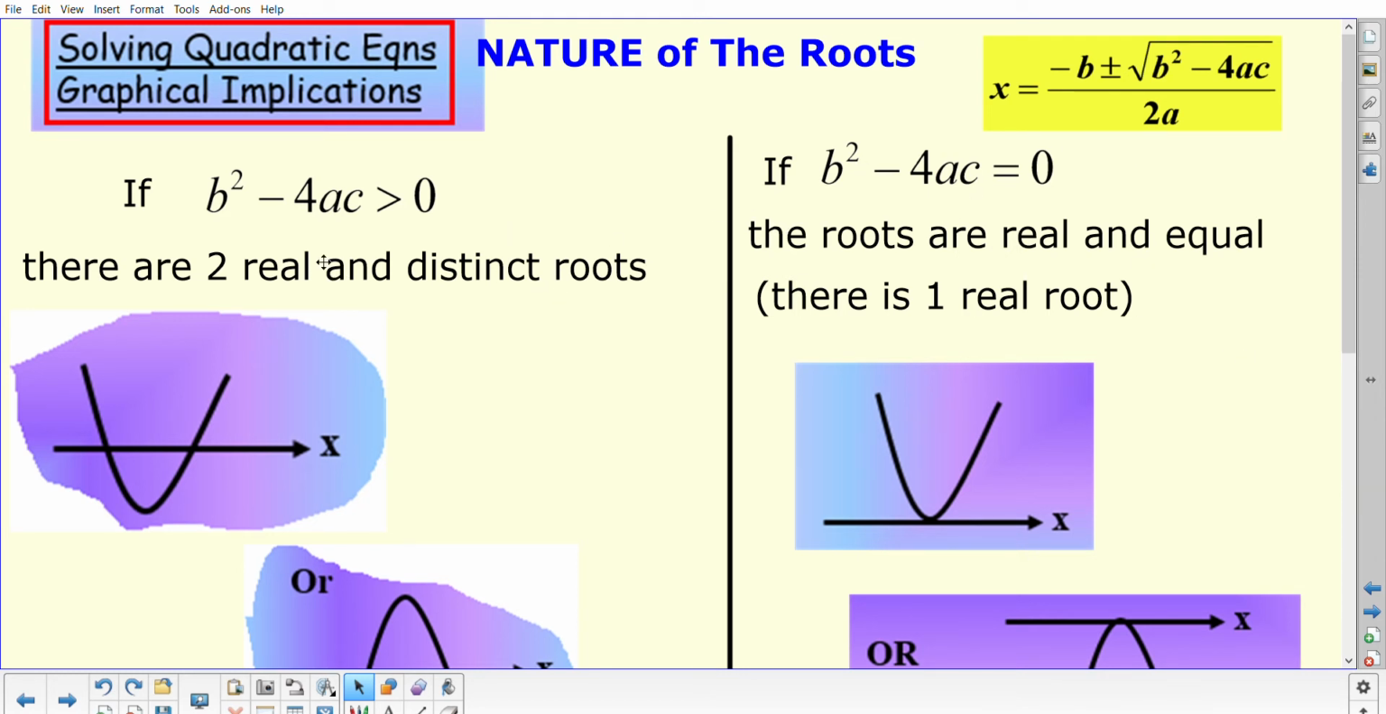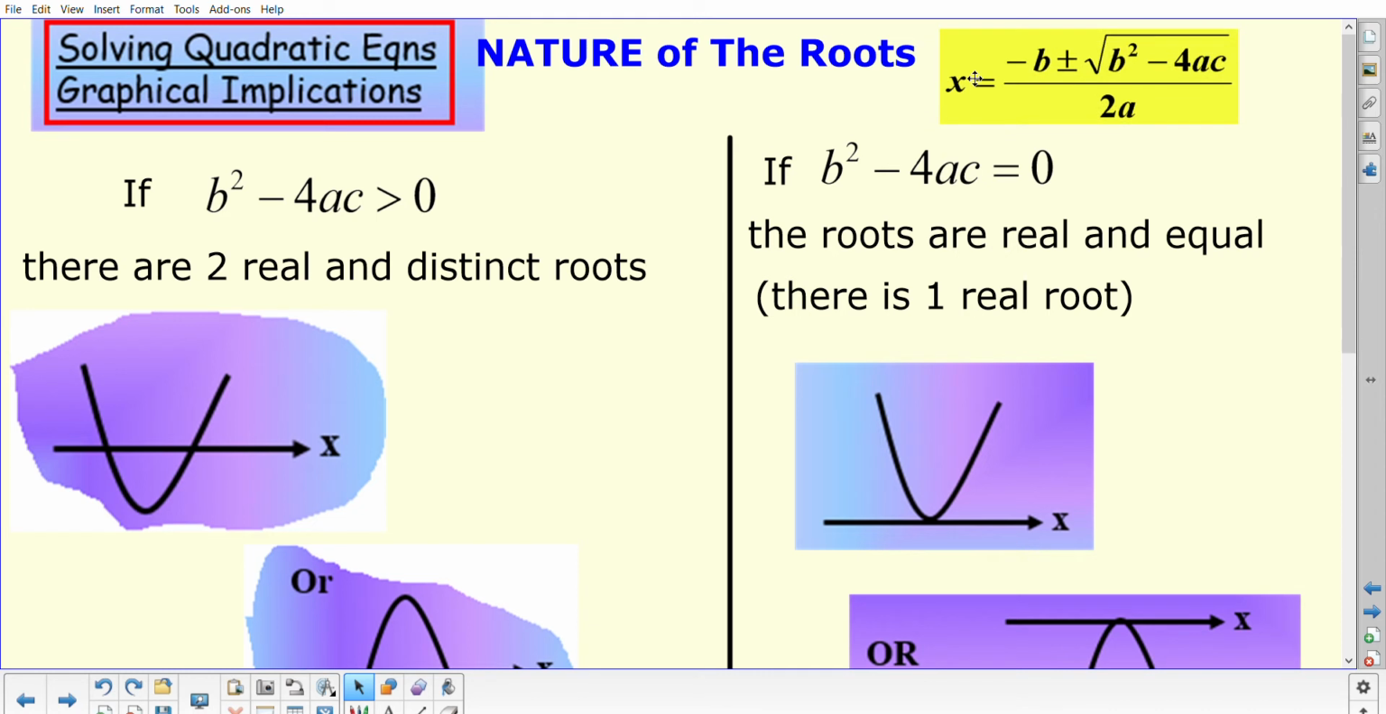So here's a wee bit of a summary of this. If b squared minus 4ac, and remember that that is simply the bit under the square root, turns out to be greater than 0, you're going to get two roots. And what we say about the nature of the roots is that there are two real and distinct. The word distinct means two different values, so two real and distinct roots. So if you get a question that asks you for the nature of the roots, this is what it's talking about. You have to work out the b squared minus 4ac. If it's greater than 0, then you'll get two real and distinct roots.